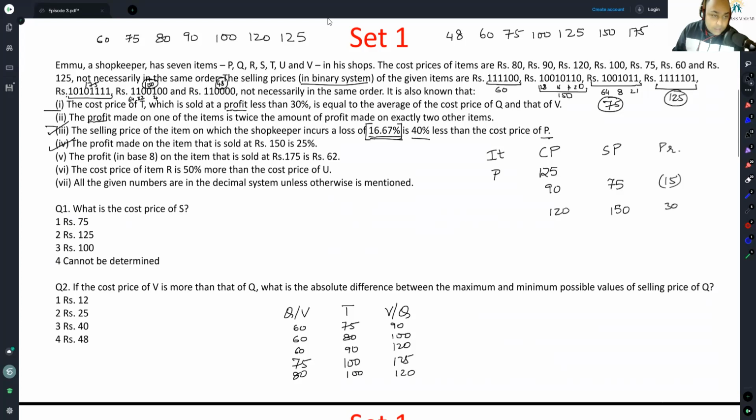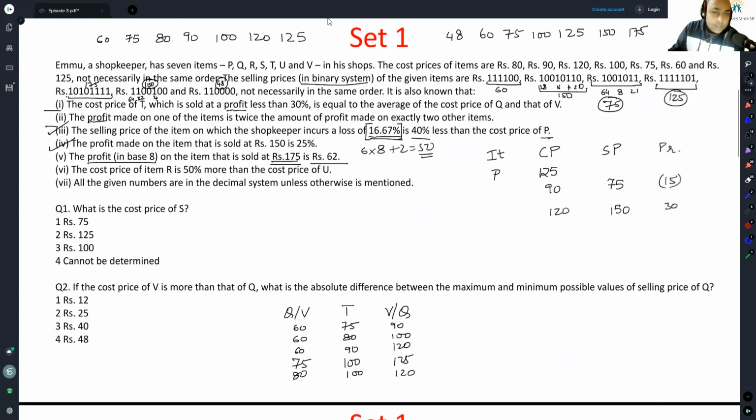Next is the profit in base 8 on an item that is sold at rupees 175 is rupees 62. There is a difference in the way you read it. The profit is in base 8, so you can't call it sixty-two; you have to call it six-two, base 8. And 62 in base 8, when converted to decimal, is 50. The item that is sold at rupees 175 has a profit of 50.